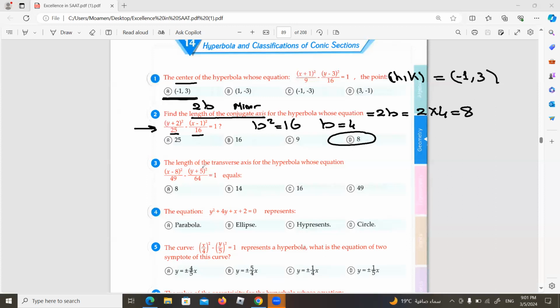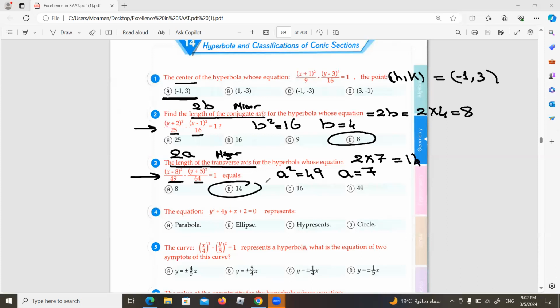We're going to number 3. The length of the transverse axis. Okay, mister, the length of the transverse axis means the length of the major axis. The length of the major axis is 2a. By the same method, we go to the equation. Mister, the first number is a and the second number is b. Don't forget it's a squared. So a squared equals 49, so a equals 7. So the length of the transverse axis is 2 times 7, equal to 14. So the result will be letter B.